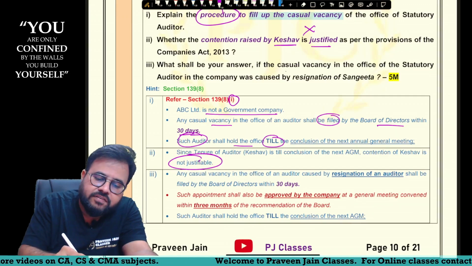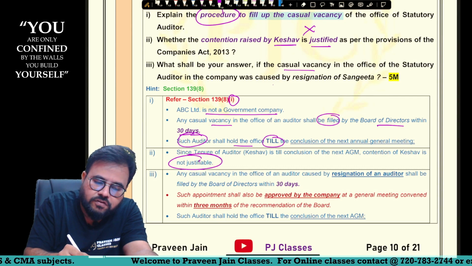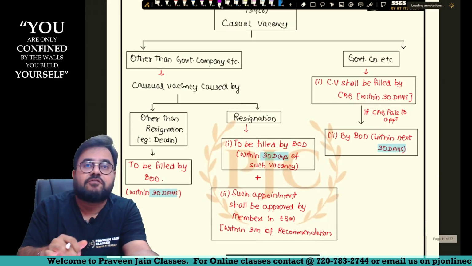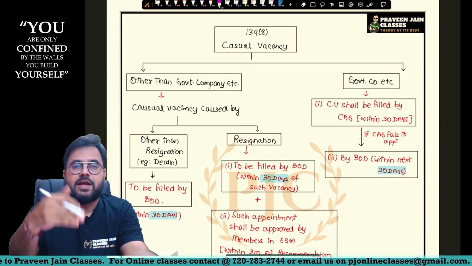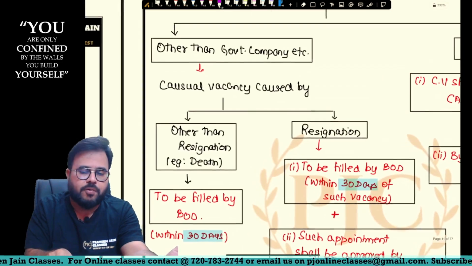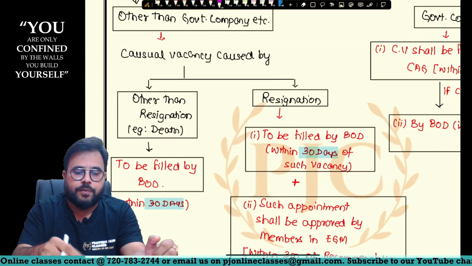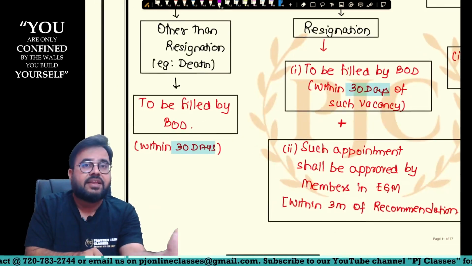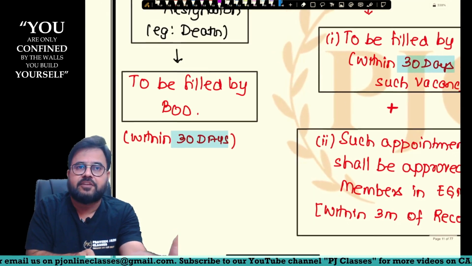What shall be your answer if the casual vacancy in the office of statutory auditor is caused by the resignation of Sangeeta? So can I say for resignation we have this small diagram, sir. You can see casual vacancy is there. Other than a government company; anyway, we are not talking about a government company. For other than a government company, the reasons are divided into two parts: if it is for resignation, and if it is for other than resignation. Till now, we read other than resignation only, sir. Hence, it was to be filled within 30 days by the board of directors.